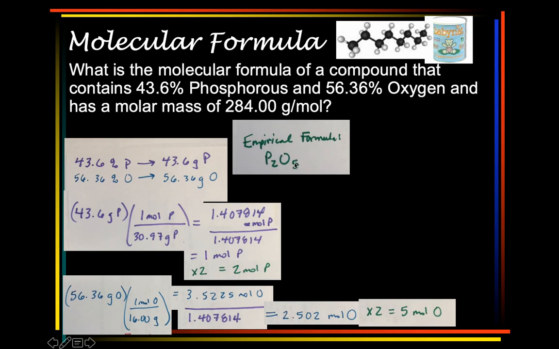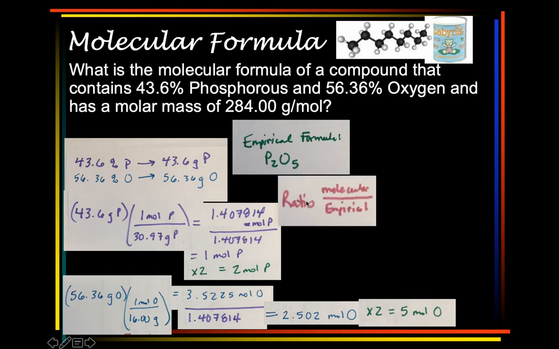But that's not our final answer this time because it wants the molecular formula. So this ratio is true, but it doesn't match my final answer yet. Remember, the ratio between the molecular molar mass and the empirical molar mass is always in this order, because we always know the molecular formula will be the higher molar mass. The definition of molecular formula is a multiple of the empirical formula. So it's always the bigger mass over the smaller mass, molecular over empirical.